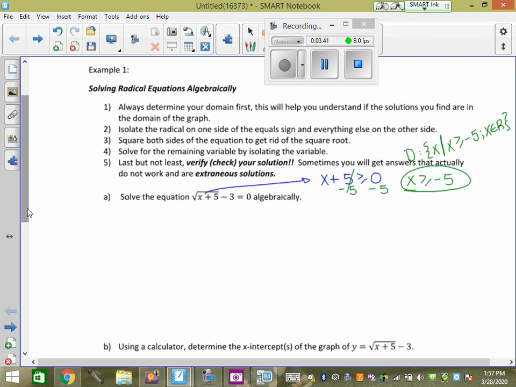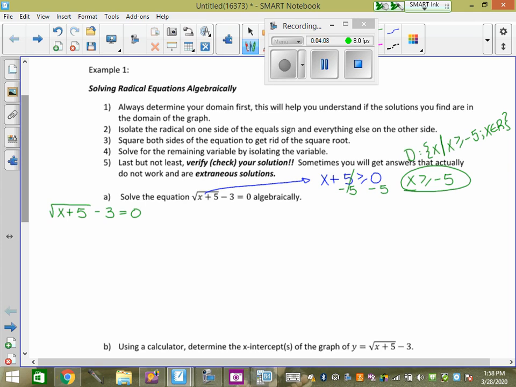So if we get an answer, and that answer is not greater than or equal to negative 5, it's immediately extraneous. It means it does not exist. It can't exist on this graph. Okay, we've done our restricted domain. Step 2, isolate the radical, so the square root symbol and all of its stuff, on one side of the equal sign and everything else on the other. So I always rewrite my question, because if you're working your question off of the question that's typed for you, you could be working in the middle of the page or off to the side.